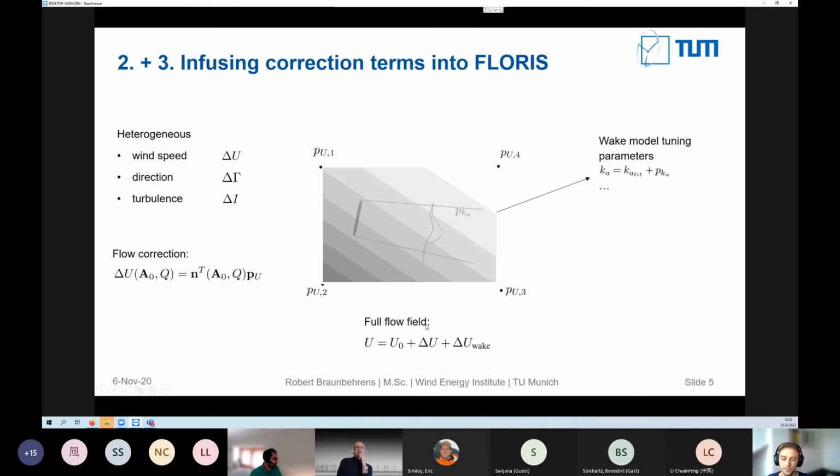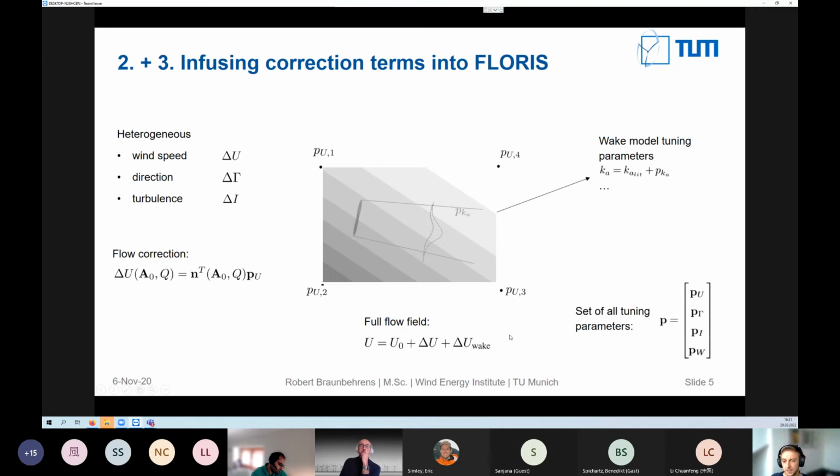And then the final full flow field, in our nomenclature here, is comprised of a base flow, which is the homogeneous site-average flow, so for example, 8 meters per second everywhere. Plus this is the heterogeneous correction, so these shades of gray here. Plus what the wake does, so the velocity deficit in this case. Again, I could also replace this now with the symbol for wind direction or turbulence intensity. Then I would have a base turbulence intensity, a turbulence intensity correction caused by maybe the roughness, and a turbulence intensity correction caused by the wake-induced turbulence intensity.